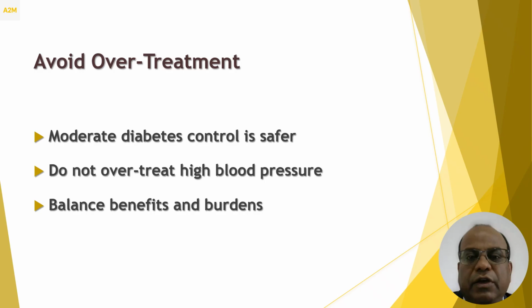As I told, very tight blood sugar control may be helpful for young adults, but it can harm older adults. Low blood sugar can cause falls, confusion, and even coma. Moderate control is always safer and still effective. The same idea applies to blood pressure. Aggressive treatment may cause dizziness or kidney injury. A softer, balanced approach is safer in older adults.